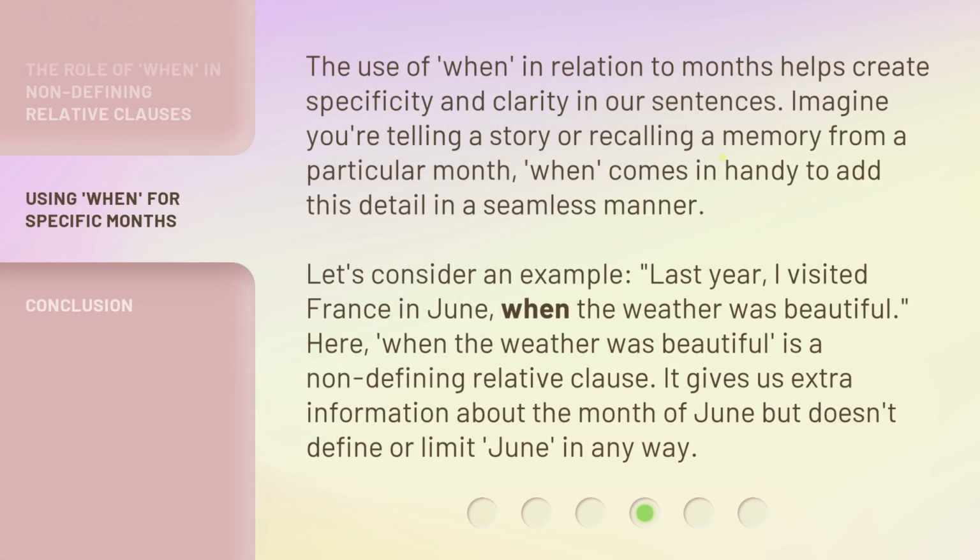The use of when in relation to months helps create specificity and clarity in our sentences. Imagine you're telling a story or recalling a memory from a particular month. When comes in handy to add this detail in a seamless manner. Let's consider an example. Last year, I visited France in June, when the weather was beautiful. Here, when the weather was beautiful is a non-defining relative clause. It gives us extra information about the month of June but doesn't define or limit June in any way.